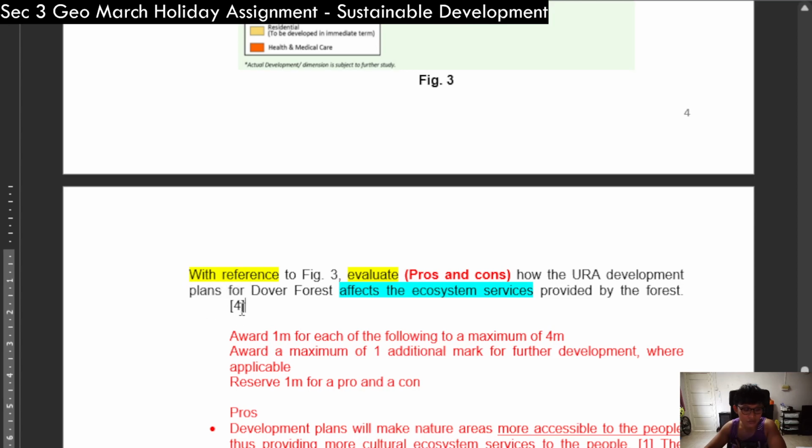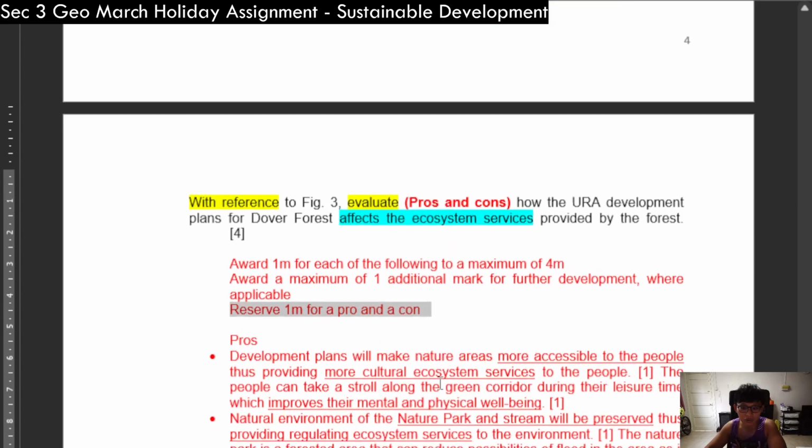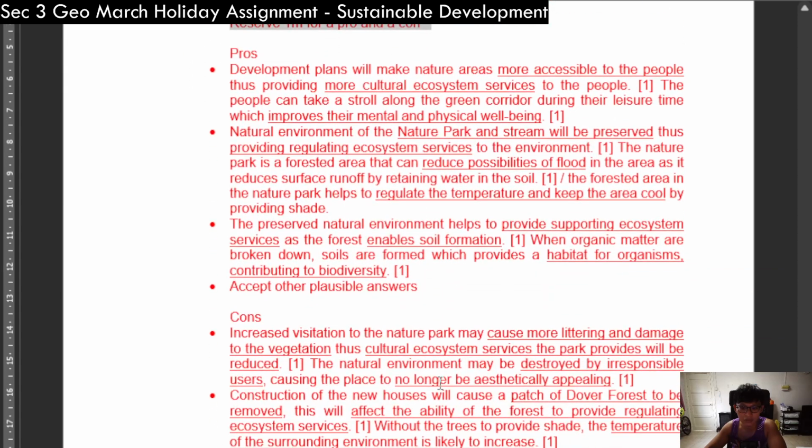So basically this is a 4-mark question. You need to give me 4 different points. All right, so evaluate is always on pros and cons, right? So you also have to give both sides. Reserve 1 mark for a pro and 1 mark for a con. So let us start off with the pros.